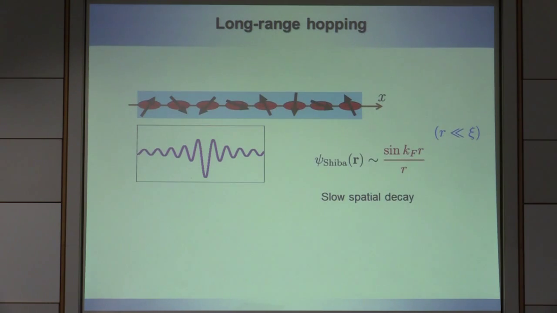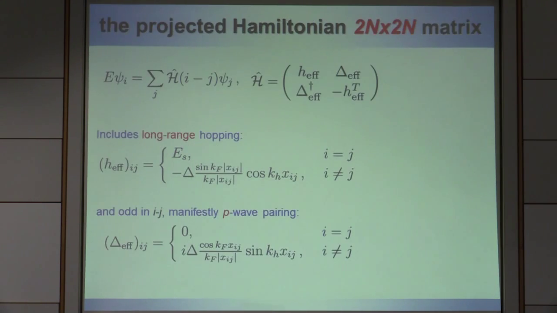One thing that is important is that the Shiba states, as I said, decay as 1 over r. So if we look at distances much less than the host superconductor psi, which is what I would like to do, we have quite slow decay. This projection basically results in a sort of tight-binding model where we have a hopping matrix, 2 by 2. The diagonal elements correspond to hopping, and the off-diagonal elements correspond to pairing.